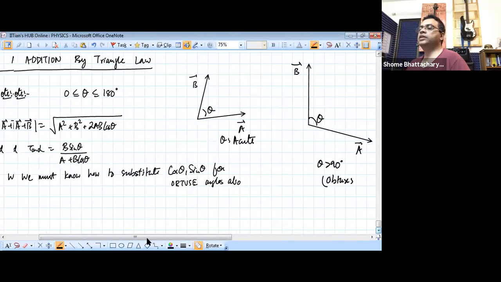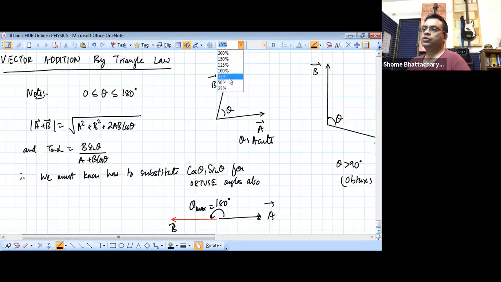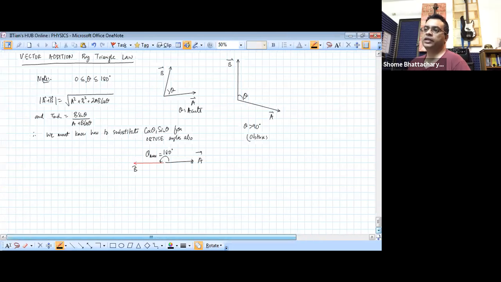Or we can have a situation where the vector A and the vector B are exactly opposite in direction. So theta has the maximum possible value in that case. In such a case now, this is B. Theta is 180 degrees. This is the maximum possible theta. It cannot be more than 180. Or if A and B are parallel, then it's 0. So in the application formula, we should know how to substitute cos theta and sin theta for a range of theta between 0 and 180.